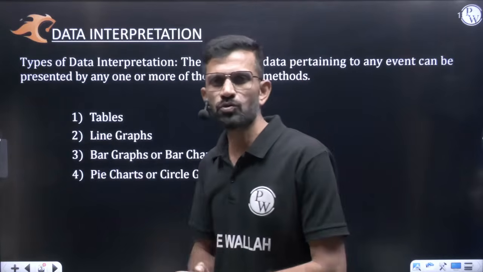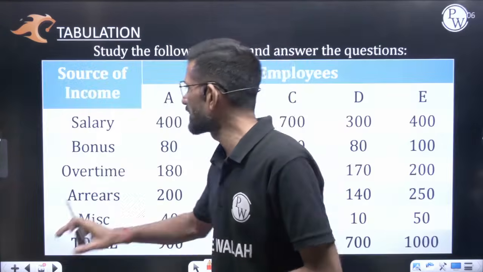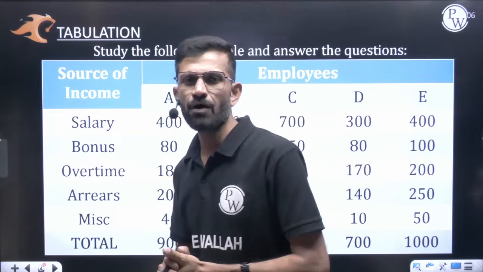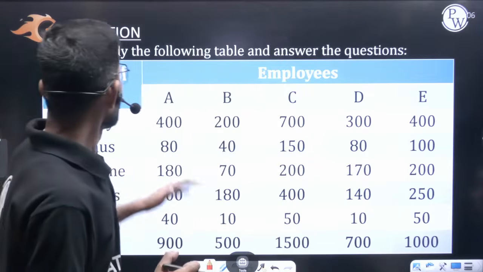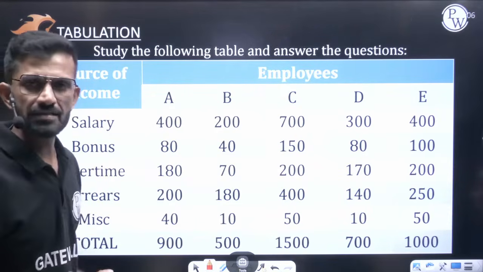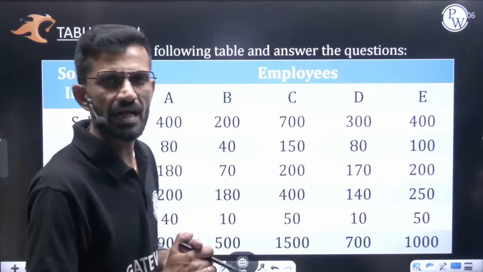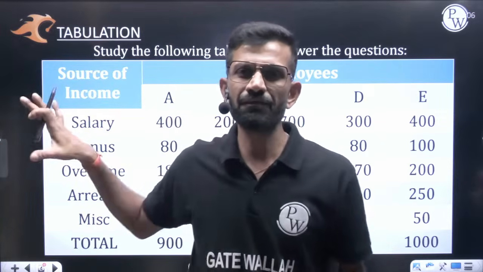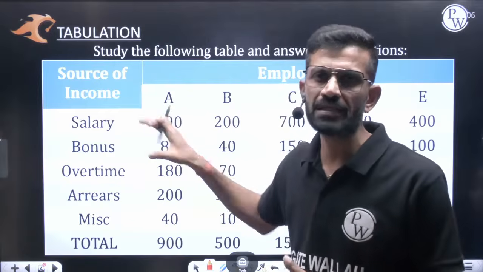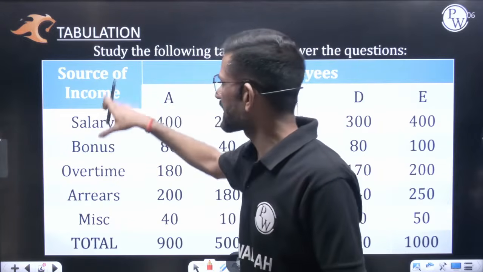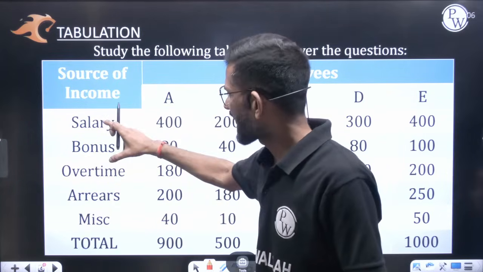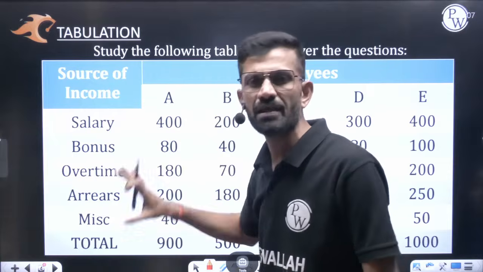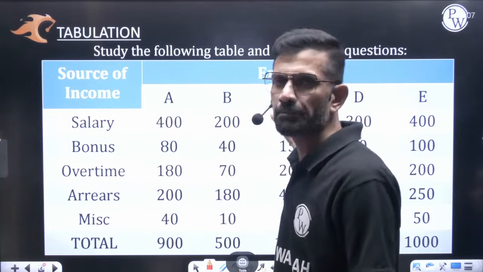So let us go through the graph they have given here. Here you can see in the tabular form, as I said, they have given the table. Study the following table and answer the given questions. Based on this, they will ask you the questions. You can see the entities they have given: source of income, salary, bonus, overtime, arrears, miscellaneous and total, and the different employees' names.